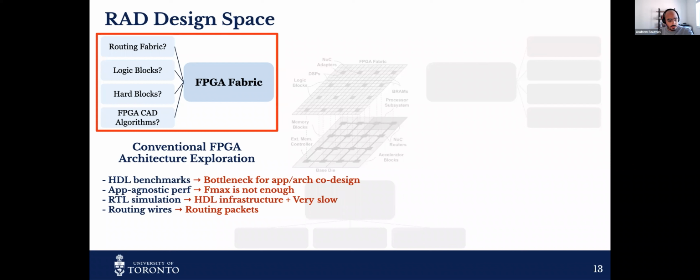For RTL simulation, if you do RTL simulation for the complete RAD device, you would find that you need to develop a ton of HDL infrastructure, things like the NoCs, the routers, all the hard accelerator blocks that you want to embed. So you need to develop a lot of infrastructure, and it will also be very slow to evaluate those RAD architectures on the level of RTL simulation. And finally, the conventional architecture exploration flows have no notion of routing packets or of a NoC embedded in the device. So this is also problematic.